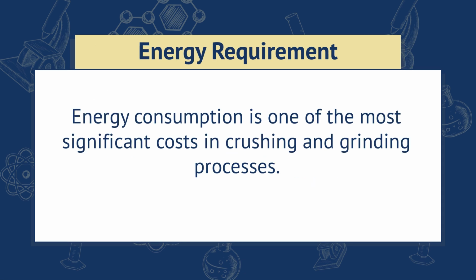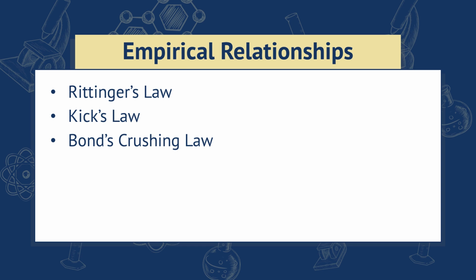Now, like any industrial process, energy matters. In fact, energy consumption is often one of the biggest costs in size reduction. That's why being able to estimate energy requirements is so important. We usually do this through empirical laws, formulas derived through observation and experimentation. The three most well known are Rittinger's law, Kick's law, and Bond's law. Let's walk through each of them.